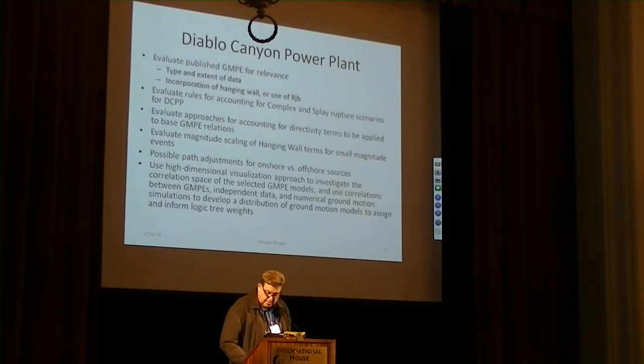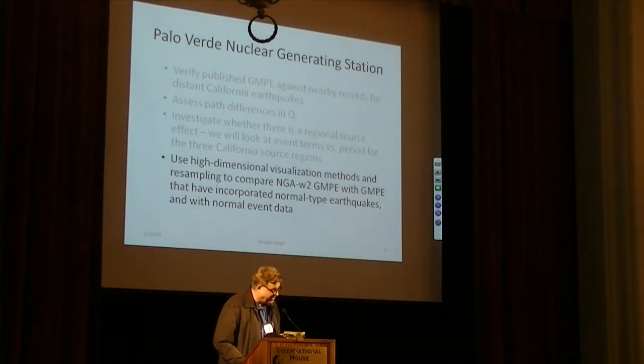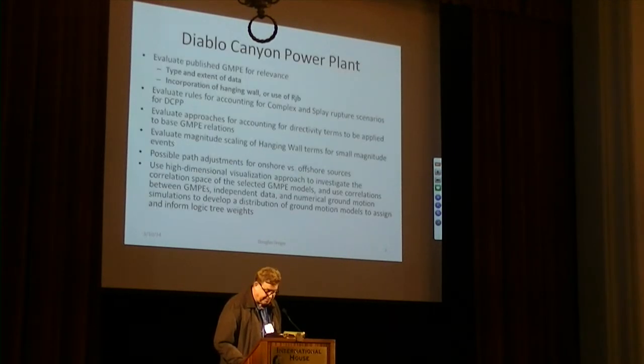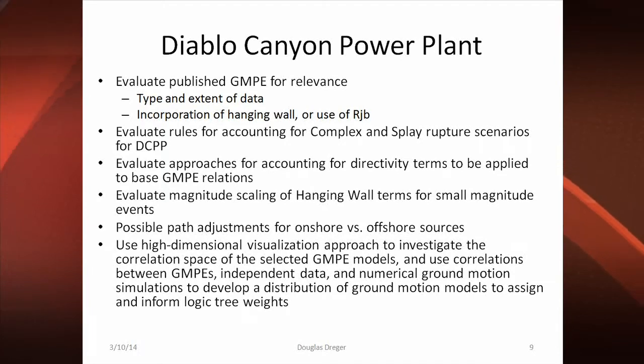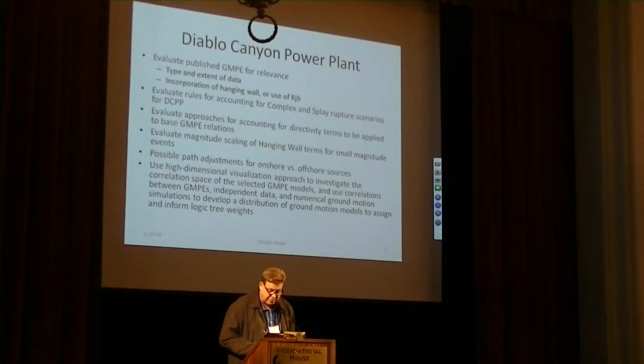Okay, and in the interest of saving time, I'm going to be introducing this idea for the large strike slip case at Diablo Canyon. So let's look at what we've done for Diablo Canyon. Well, we've evaluated the published GMPs for relevance: the type of earthquakes that went into building the GMPEs, the extent of the data, or the distances at which those observations were made, whether or not they incorporate hanging wall effects or use RJB. At Diablo Canyon, the site is everywhere on the hanging wall for the dipping reverse faults.